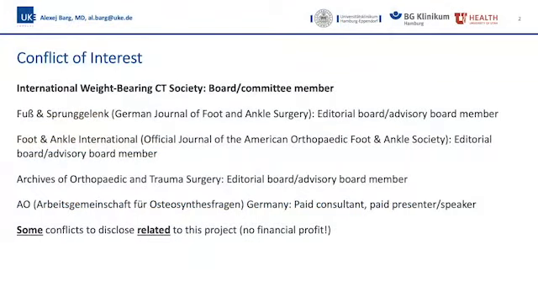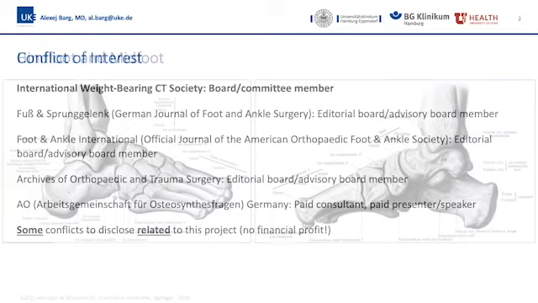So, conflict of interest, I actually do have one conflict of interest, and I am a big fan of weight-bearing CT. I will show you some of the studies I used weight-bearing CT. However, there is no financial profit.